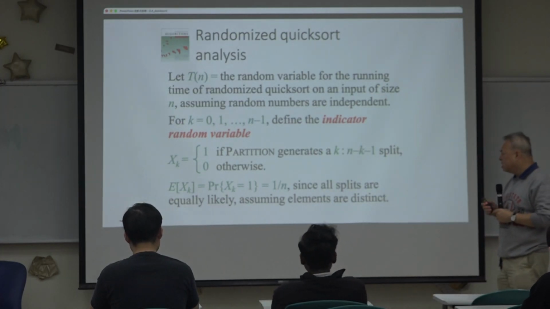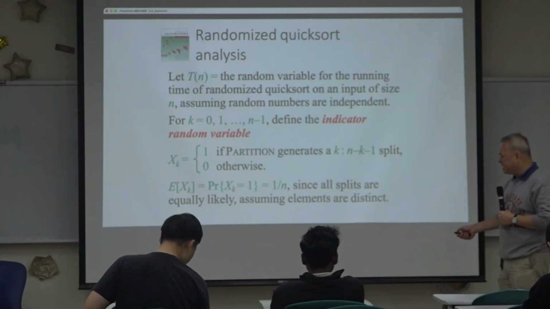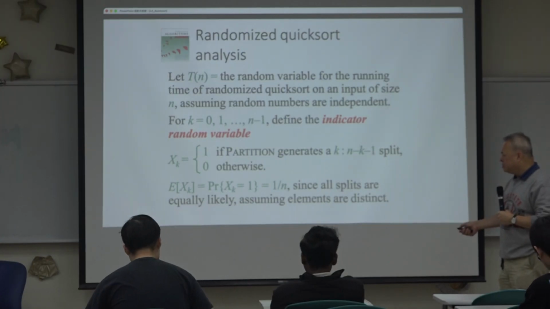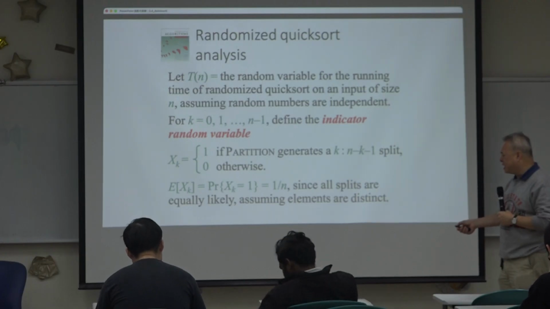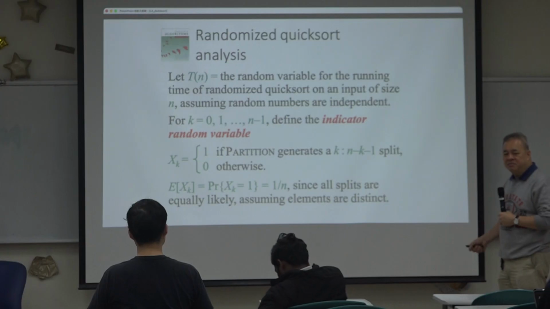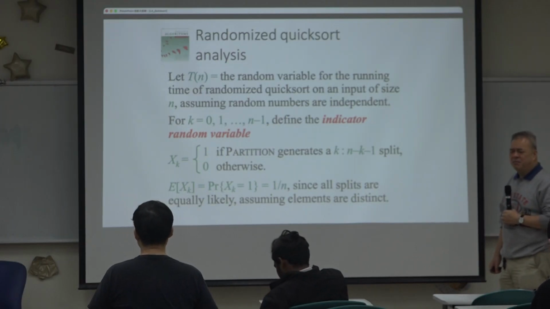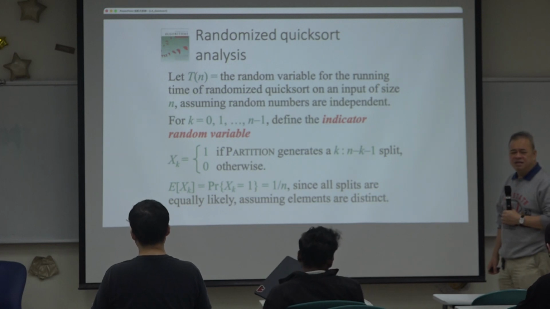So you can imagine the expected value of this Xk would be just the probability of Xk equal to 1, if you still remember what you learned from probability and statistics.